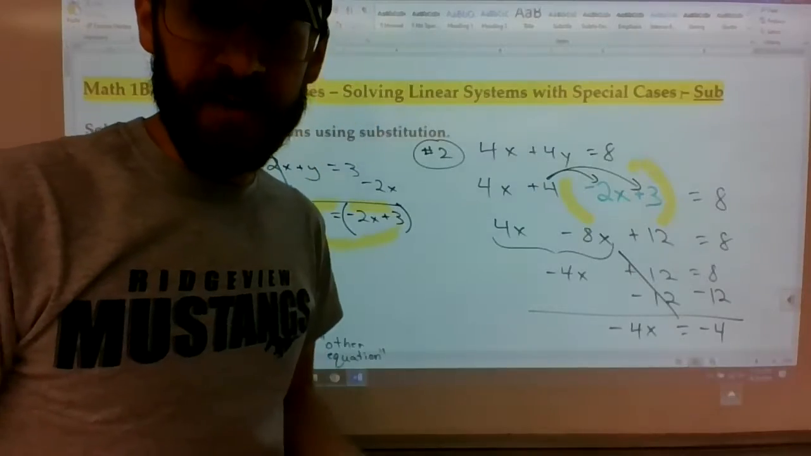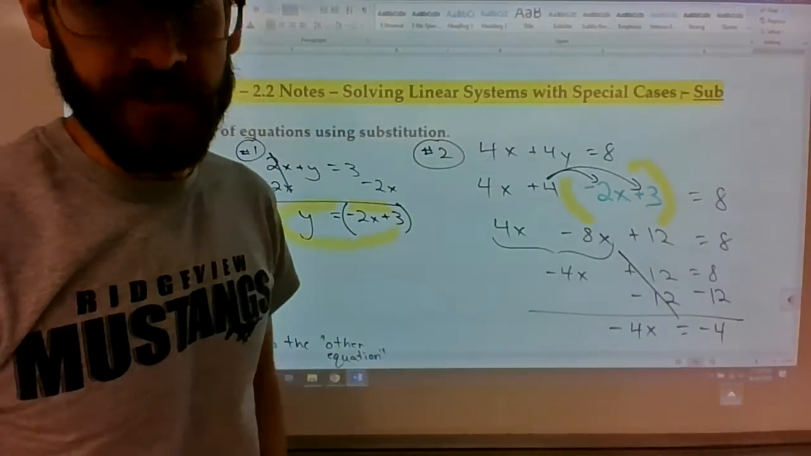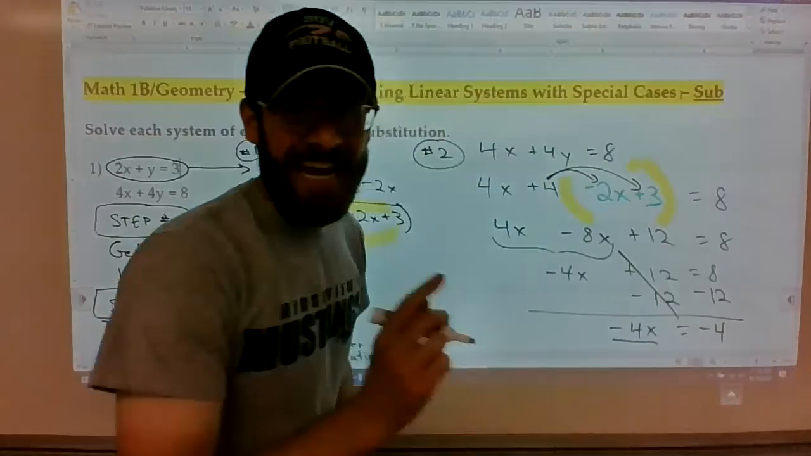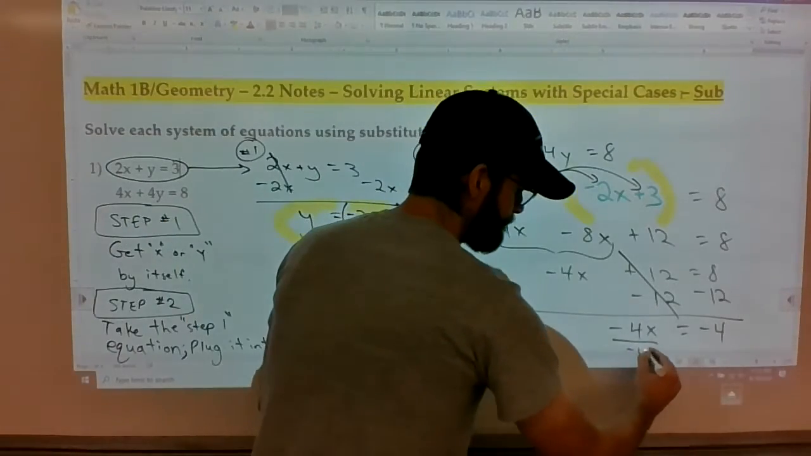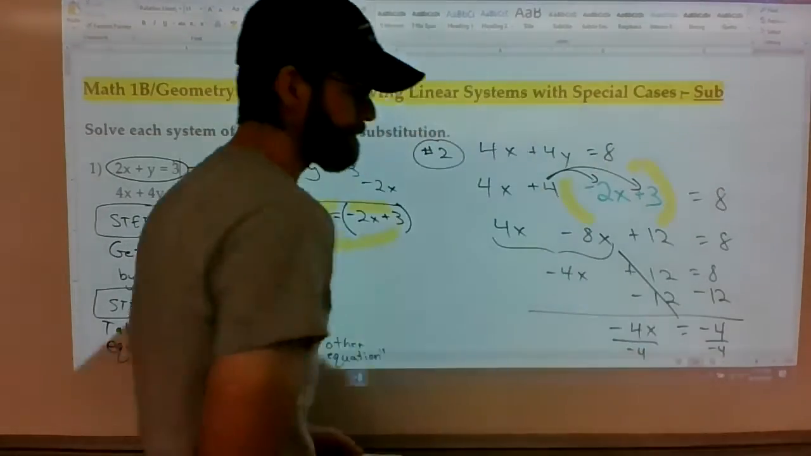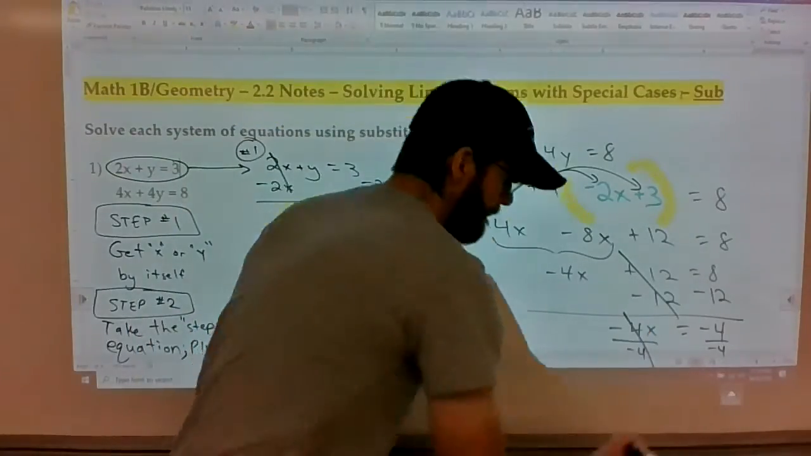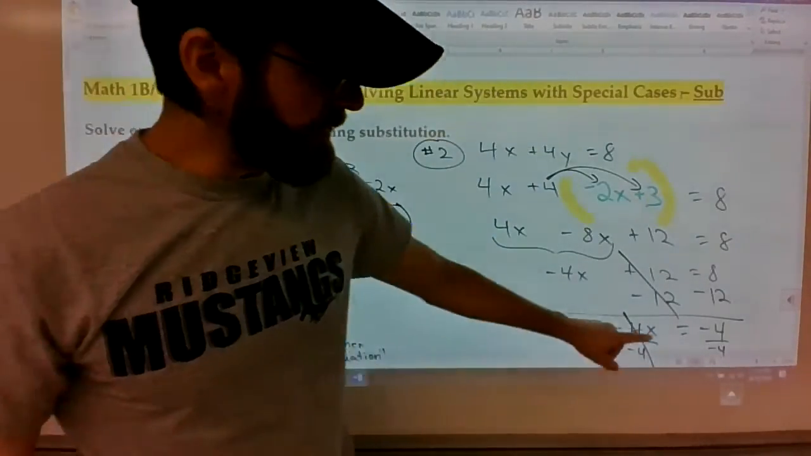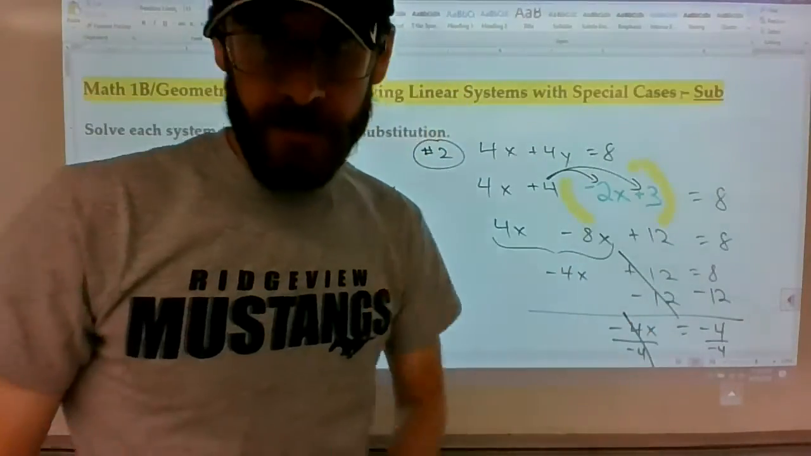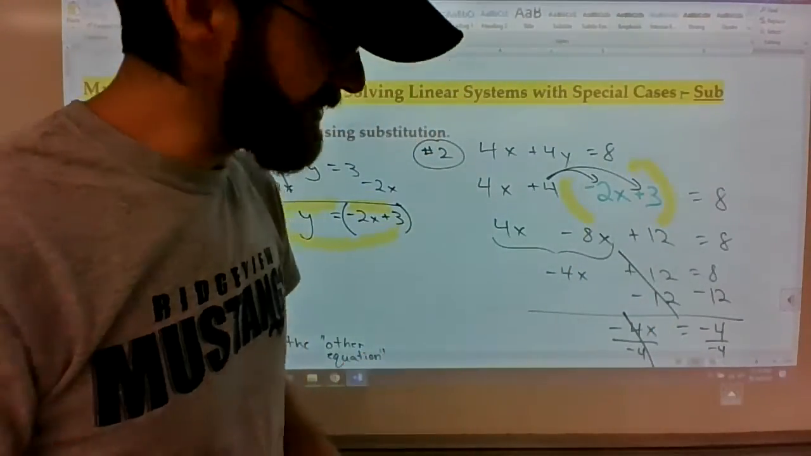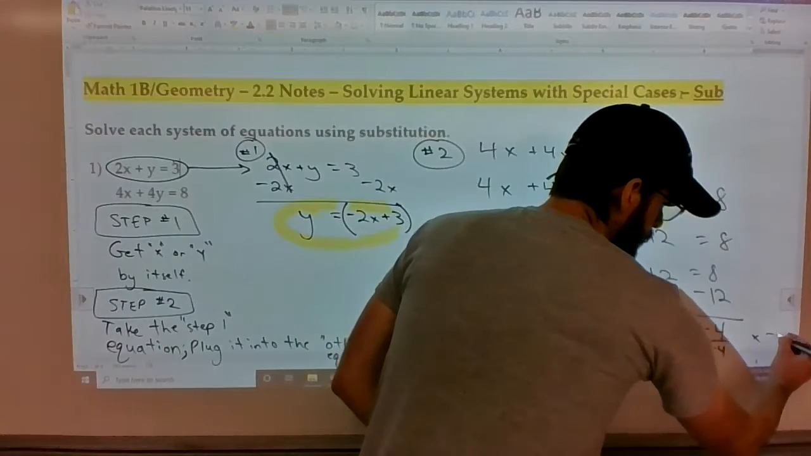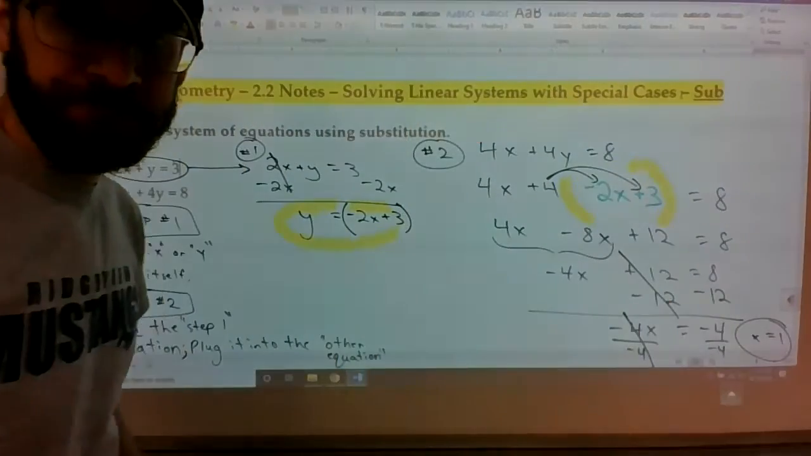Pay attention to your negatives and positives. They're going to make a huge difference here. Divide by negative 4 on both sides. That creates a clean x. 1x equals anything divided by itself is 1. So now the end of step 2 gives us x equals 1.